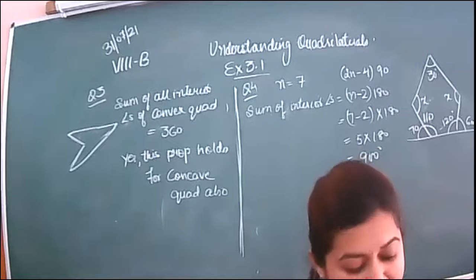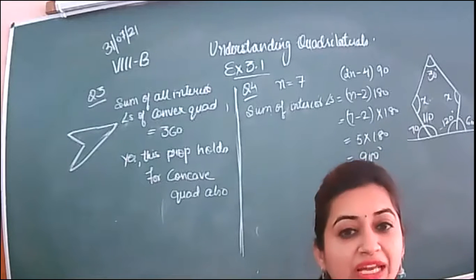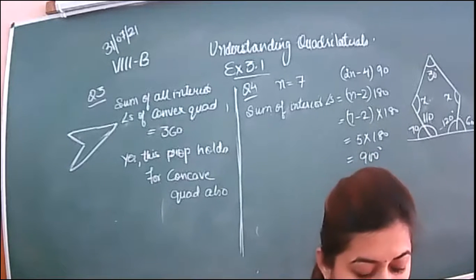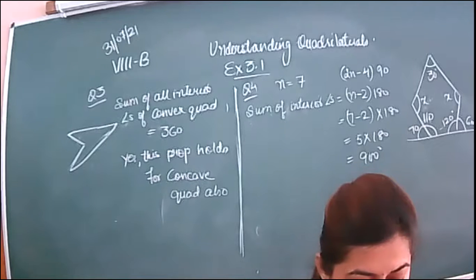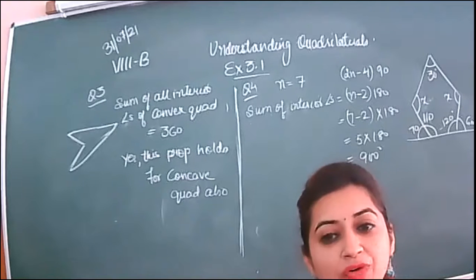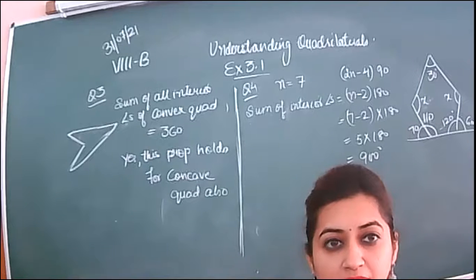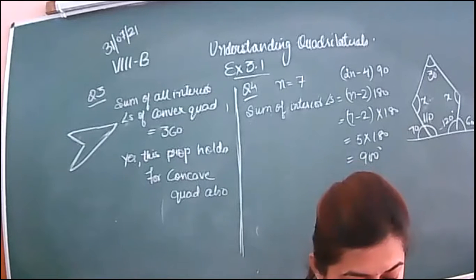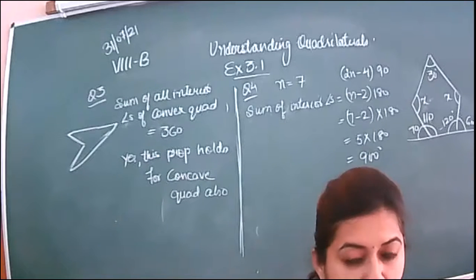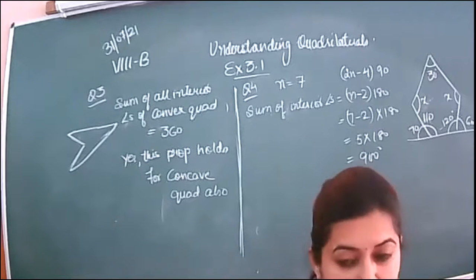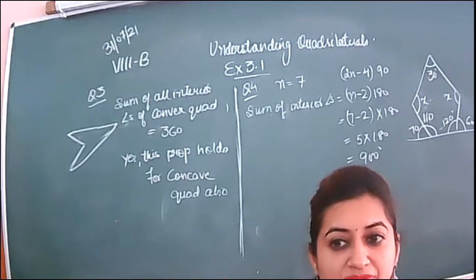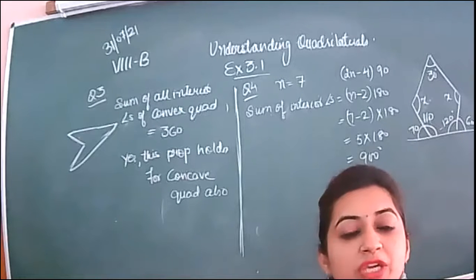Question number 7, which is exactly the same. Get the value of X by linear pair, value of Y by linear pair. What will be the value of Y? Ma'am, first we have to find the inner angle, which is the linear pair of Y, which would be 60. So Y will be your 120.